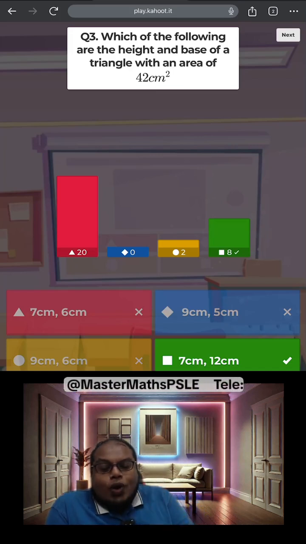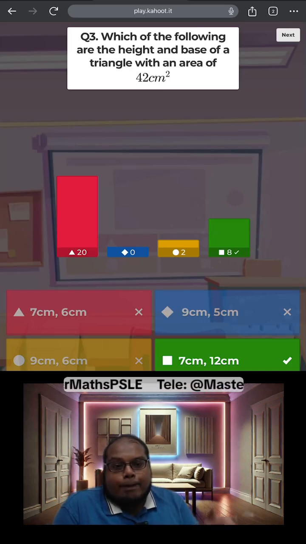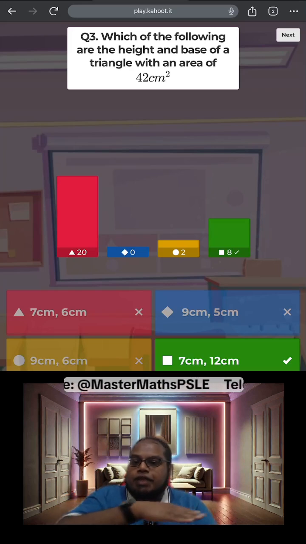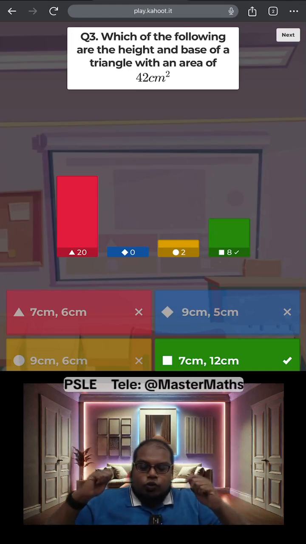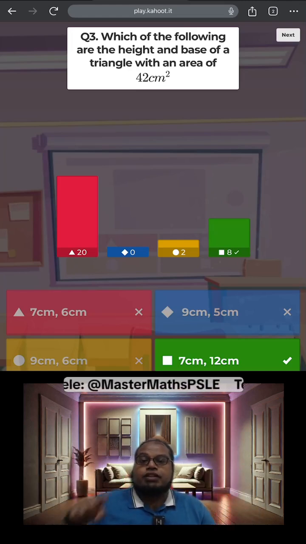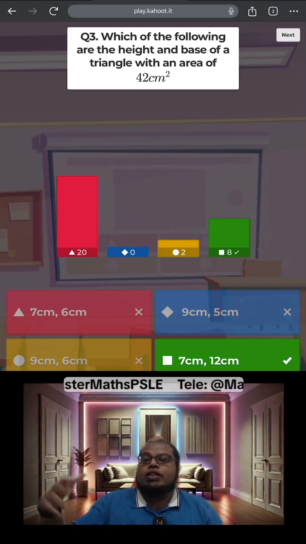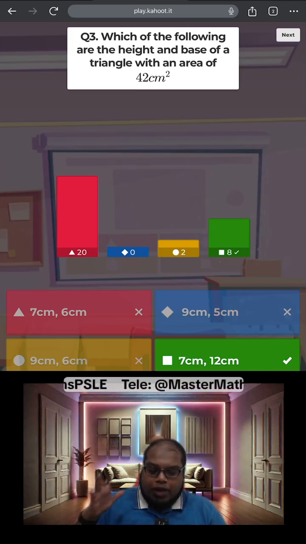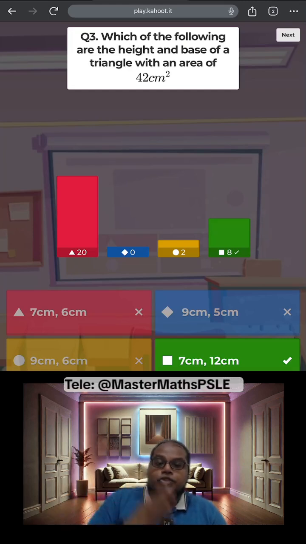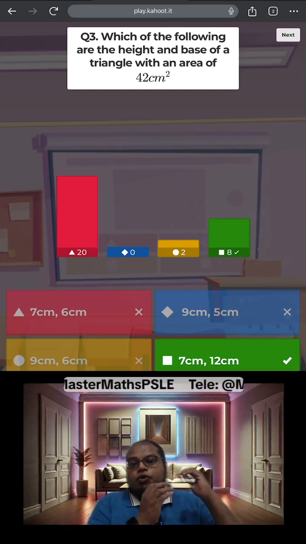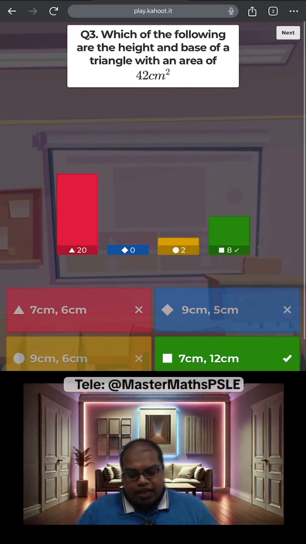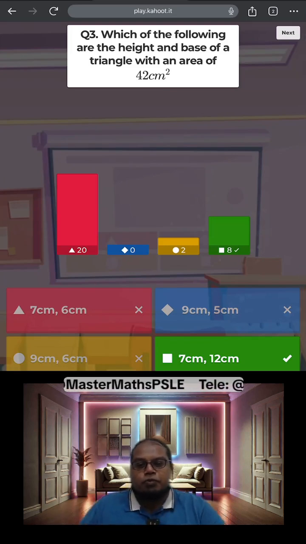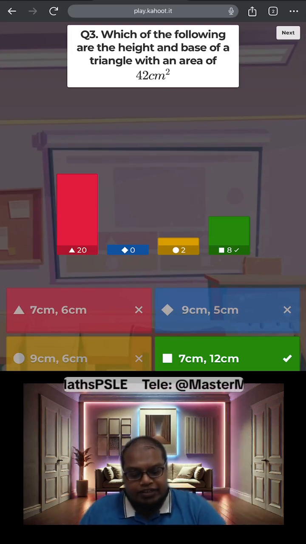So why is it not 7 and 6? Because like what I mentioned earlier, triangle is half times the base times the height. So if you do half times 7 times 6, you actually get 21, not 42. But only when you do half times 7 times 12, that is what going to give you 42. Yeah, so the 8 of you got it correct, probably you'll be jumping your ranks.